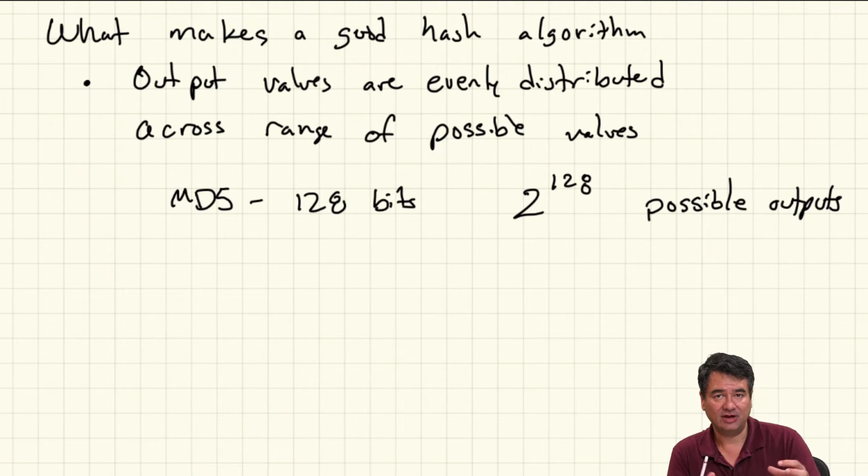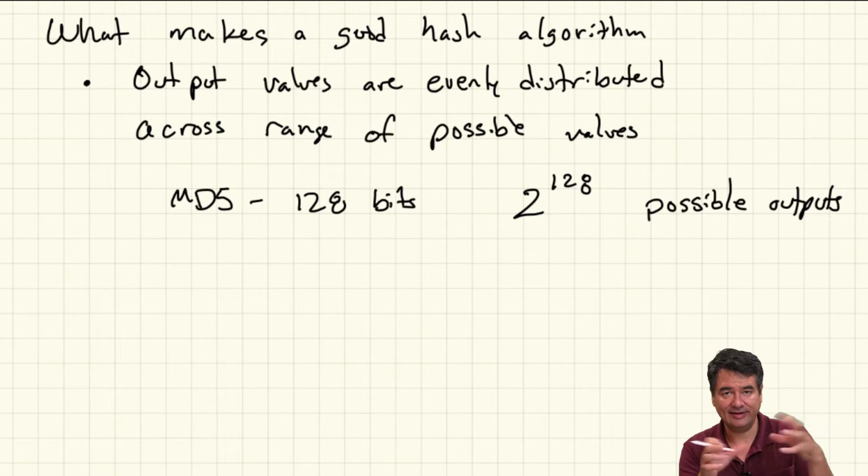So in other words, if I pour in 2 pieces of data, or if I pour in bunches of data, they're not going to congeal around some common values. You want them to be, if you graphed a histogram of all 2 to the 128th possibilities, they have an equally likely chance of happening.